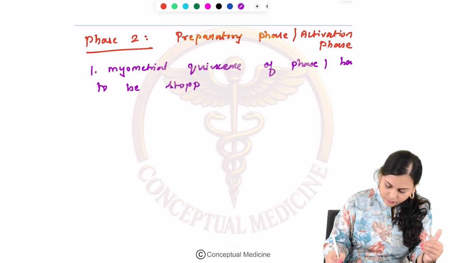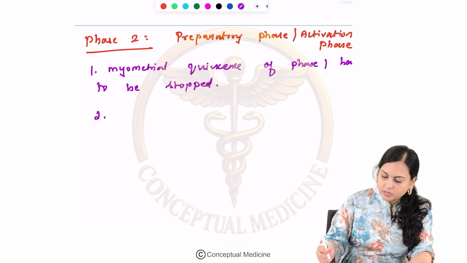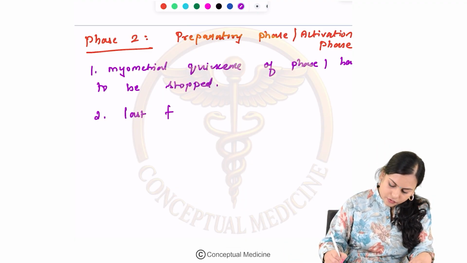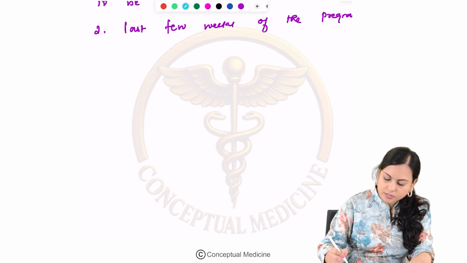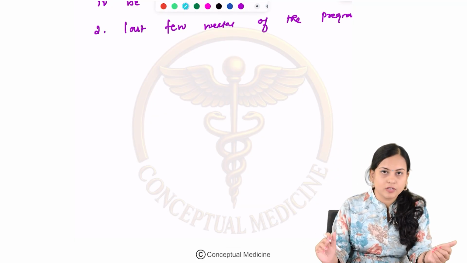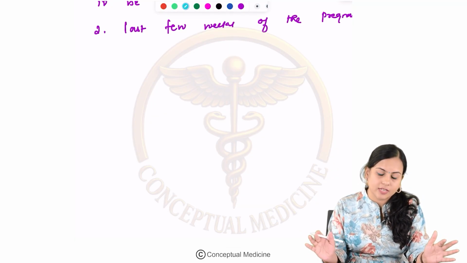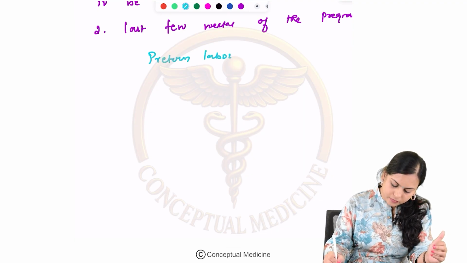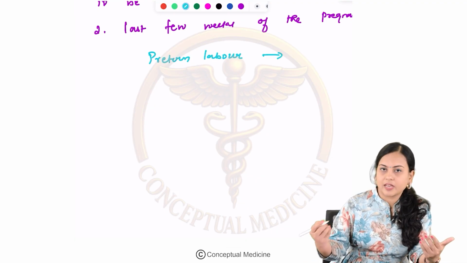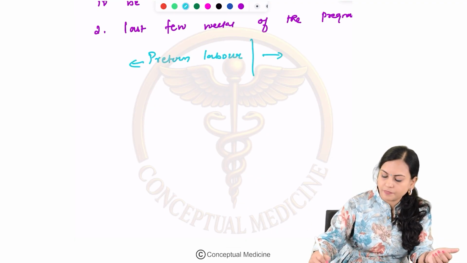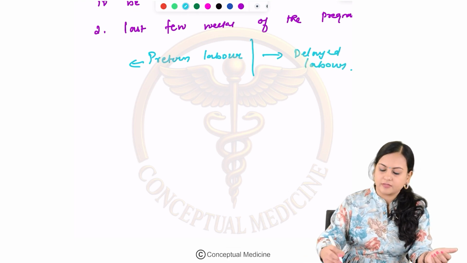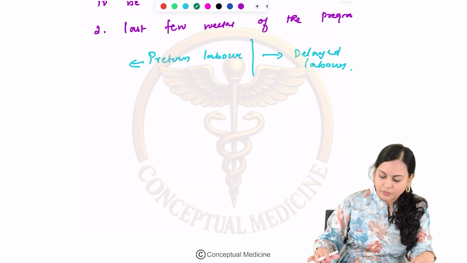Then, this awakening or activation usually happens in the last few weeks of the pregnancy. Suppose if these changes are happening before term, that is before 37 weeks of gestational age, then it will lead to preterm labor. Okay. Suppose if they are delayed, then it will be known as delayed labor. Okay. Now, we will see the changes that are going to happen.